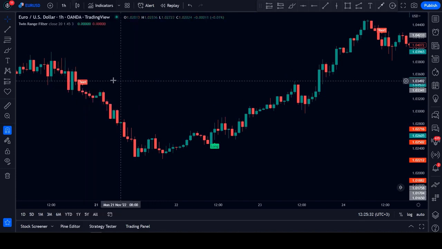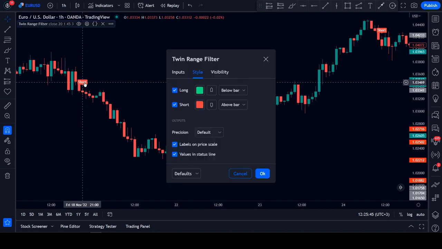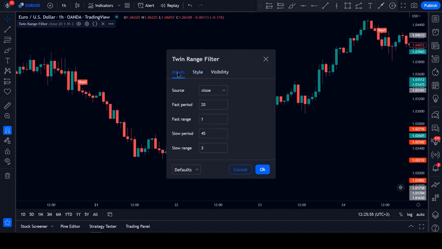Now we're going to access this indicator's settings in order to change it up a bit. To do that, double click on the indicator to access the settings panel. Then head over to the inputs tab and change the fast period to 25. After that, change the fast range to 1.5 and then click OK.